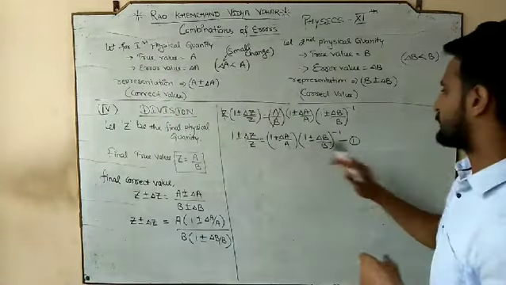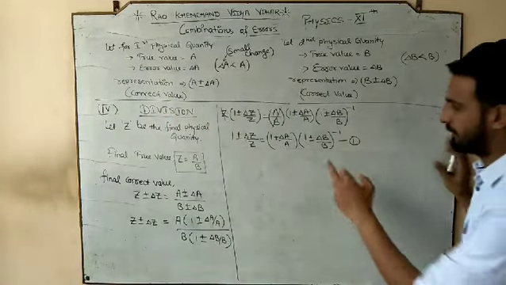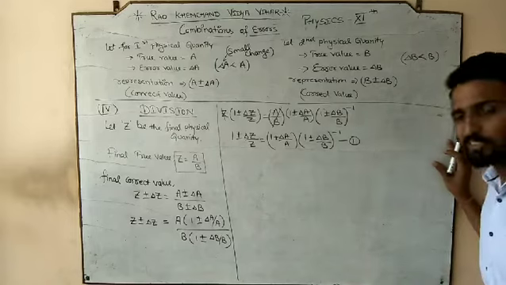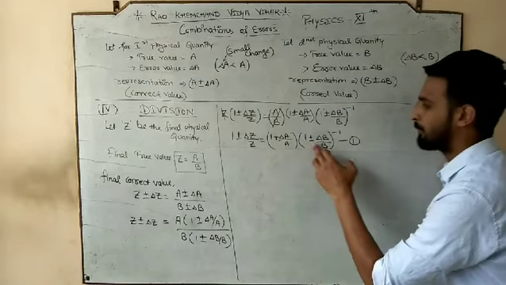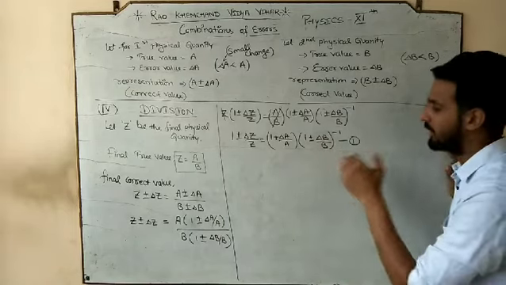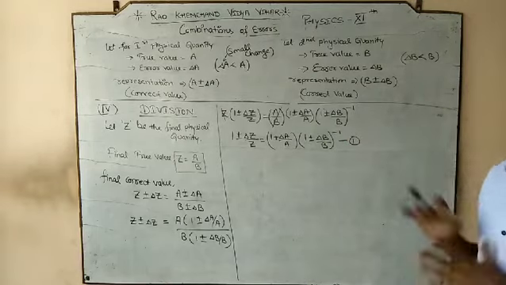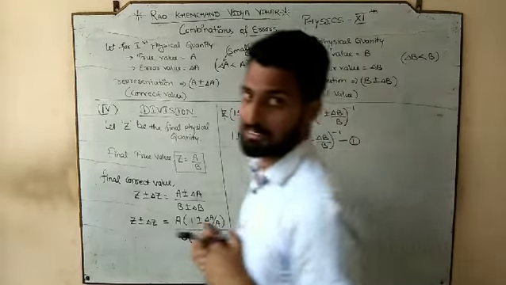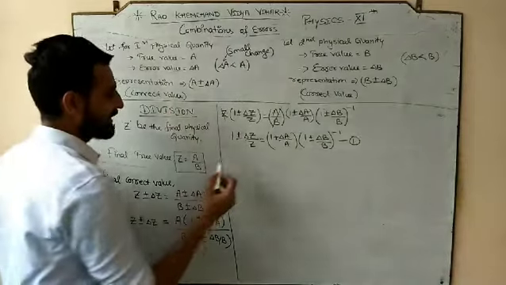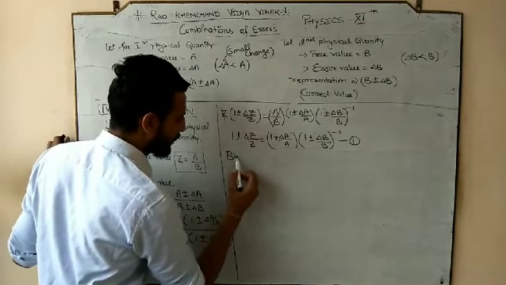If it is (a plus b) whole square, we can solve it. If it is (a plus b) whole cube, we can solve it. But it is a plus or minus something whole power negative 1. So how can we solve this? For this, there is an expression called the binomial theorem.